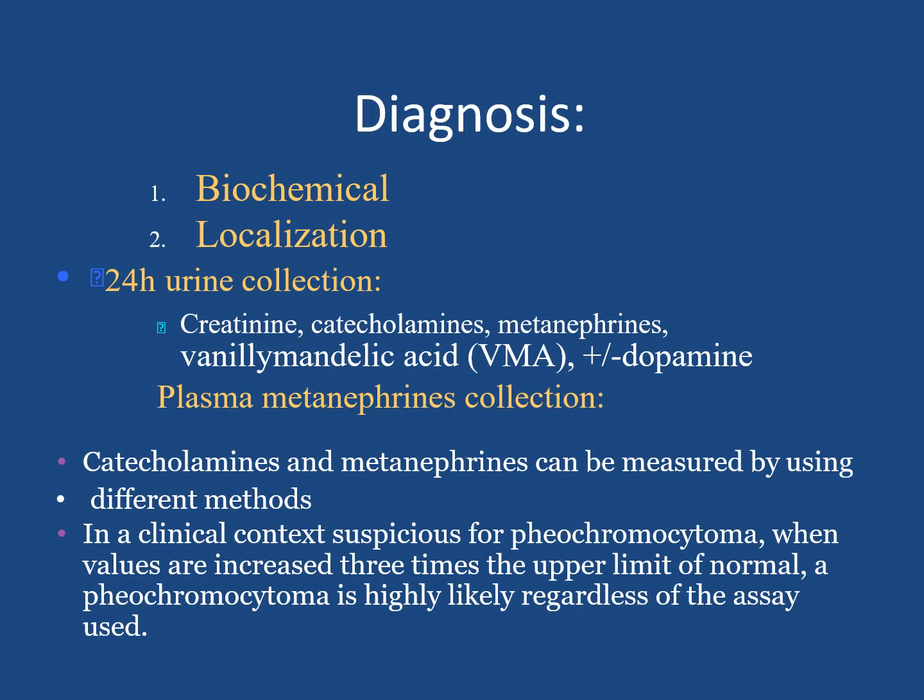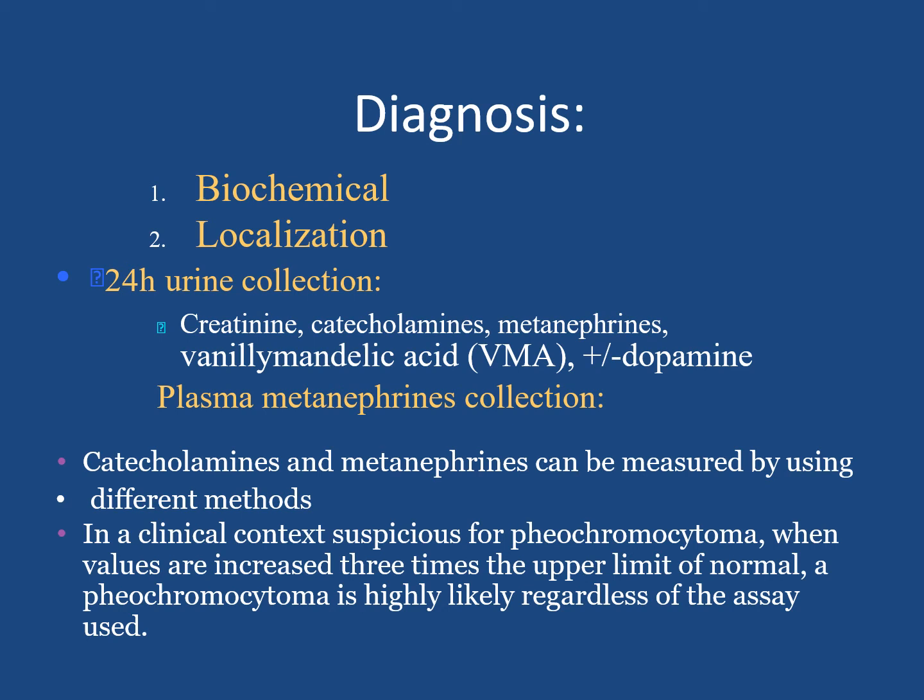How will we diagnose pheochromocytoma? Definitely, firstly we will go for biochemical testing, then we will go for localization of the disease. So 24-hour urinary collection is important. You will go for creatinine, catecholamines, metanephrines, VMA, and plus minus dopamine levels. Plasma metanephrine collections can also be done.